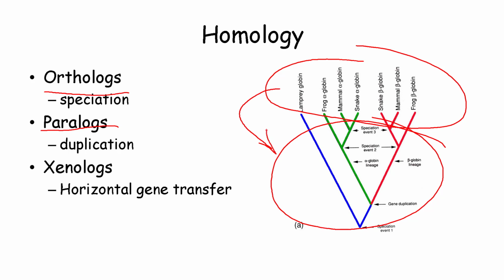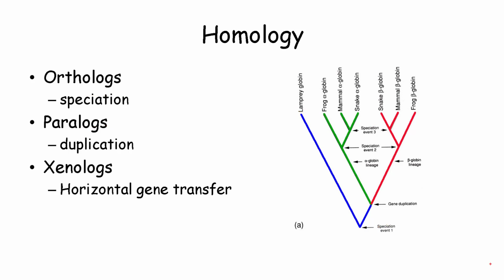Construction of such an evolutionary tree is the topic of phylogenetics. At the root of this tree, there was a speciation event, separating lamprey from the other species listed in this figure. Lamprey is a jawless fish that is sometimes incorrectly called a lamprey eel. Lamprey has a globin gene, which is orthologous to the globins in these other species.